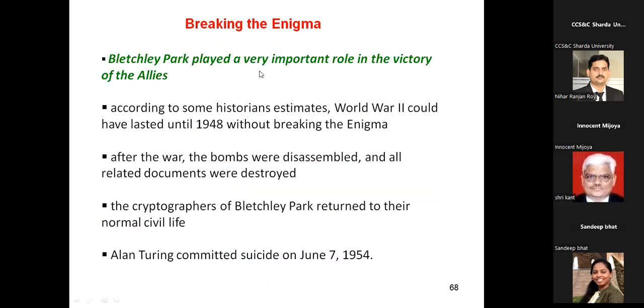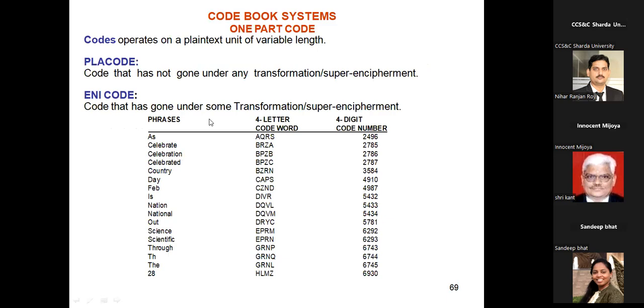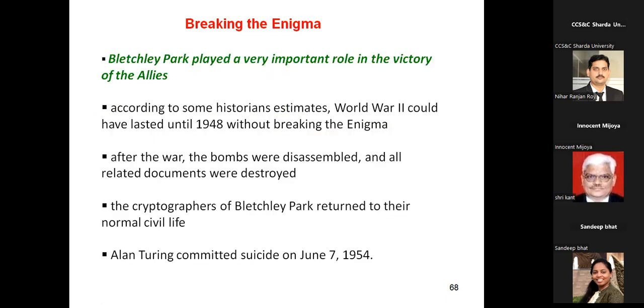Bletchley Park played a very important role in the victory of the Allies. Because of that, the Allies won, because they were able to read all the messages of the Germans: what their military plan is, what they are going to do, everything they were reading in advance, and accordingly they were taking steps, and that's why they won the war. According to some historian estimates, World War II could have lasted till 1948 without breaking the Enigma. It is Enigma that stopped the World War a bit early.